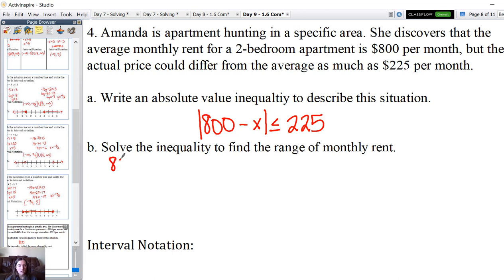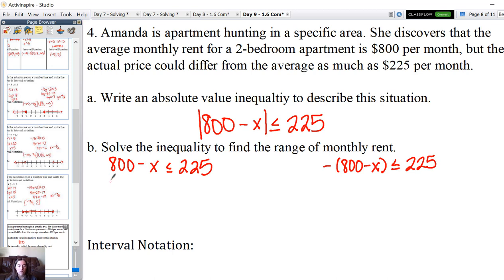Case 1, 800 minus X is less than or equal to 225. Case 2, negative 800 minus X is less than or equal to 225.